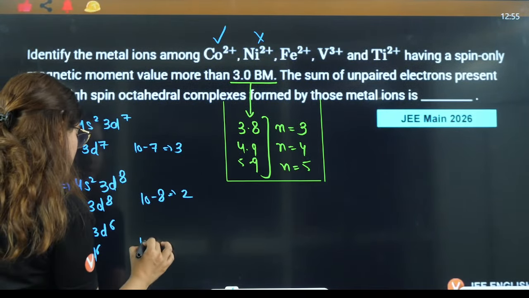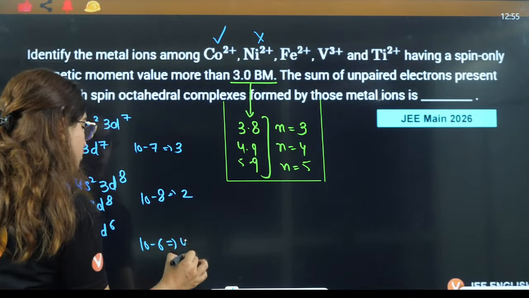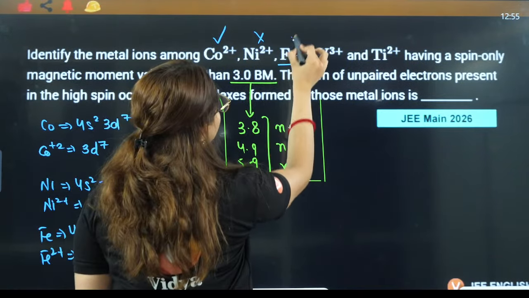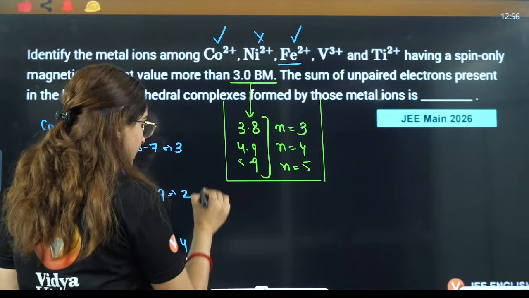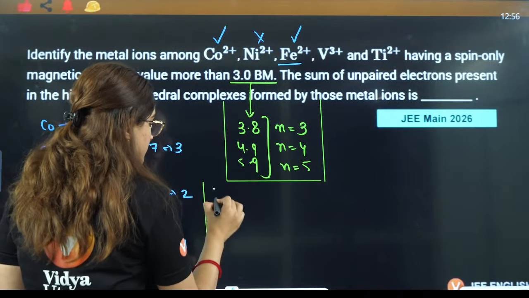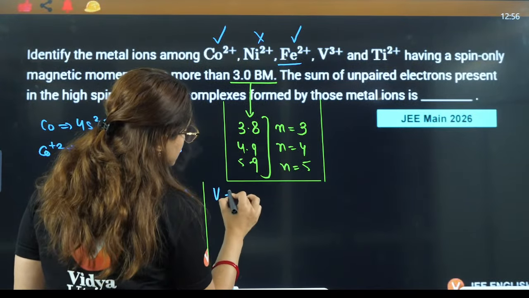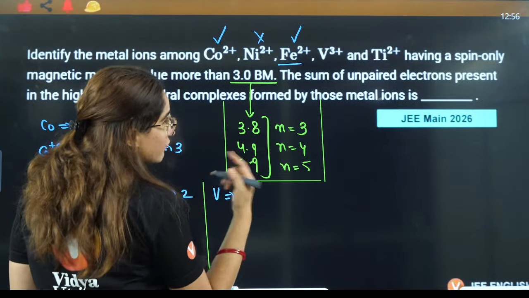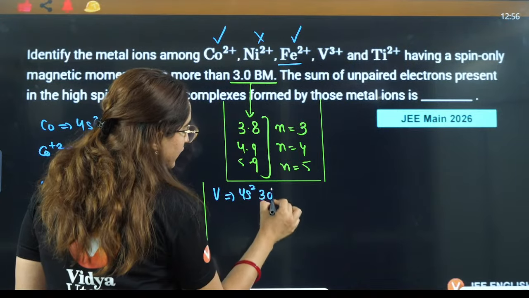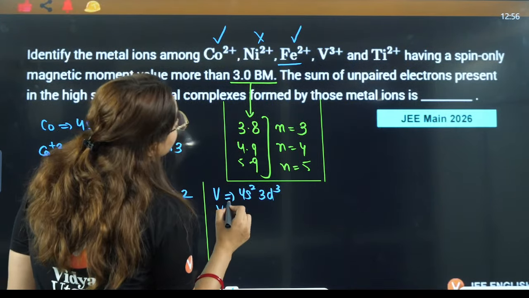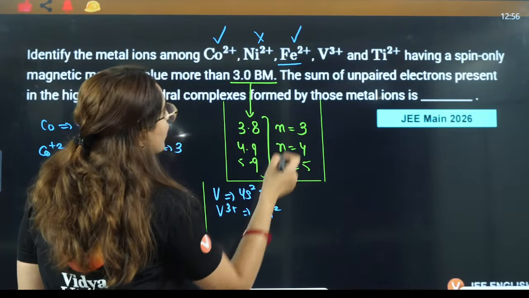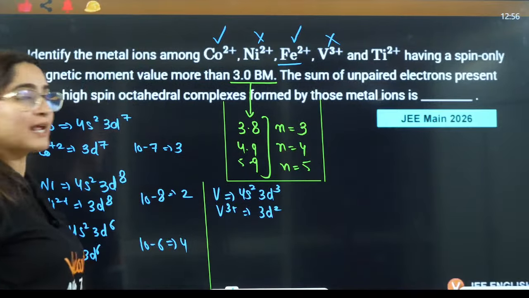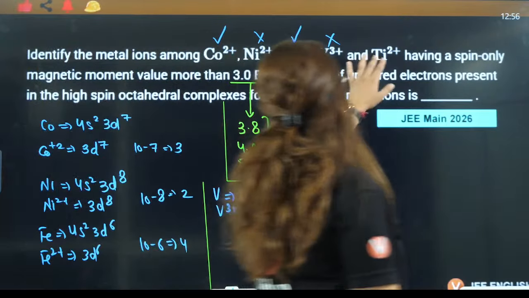Okay, so 10 minus 6 is equal to 4. So this is 4, definitely correct. Now next is vanadium. Vanadium is 4s2 3d3. Vanadium 3 positive is nothing but 3d2. So 2 unpaired electrons does not lie in that category. You need 3, 4 or 5.